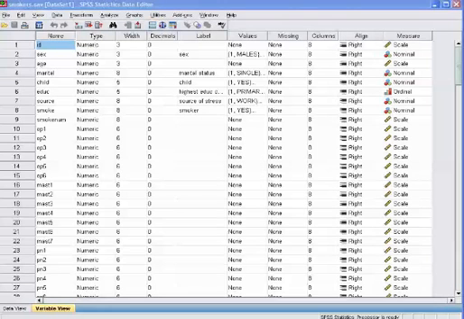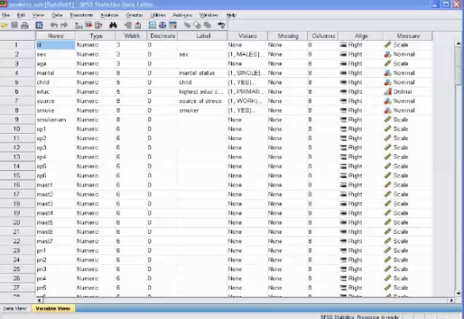In this demonstration, we want to test whether the proportion of smokers in our data file is equivalent to the proportion of smokers reported from another study. This other study reported that 20% of its respondents were smokers.